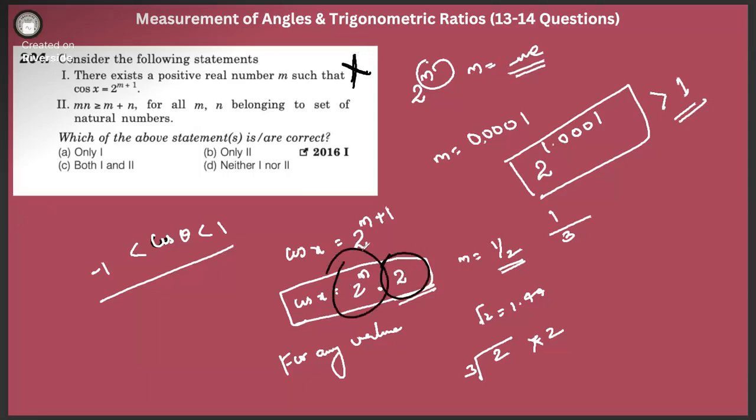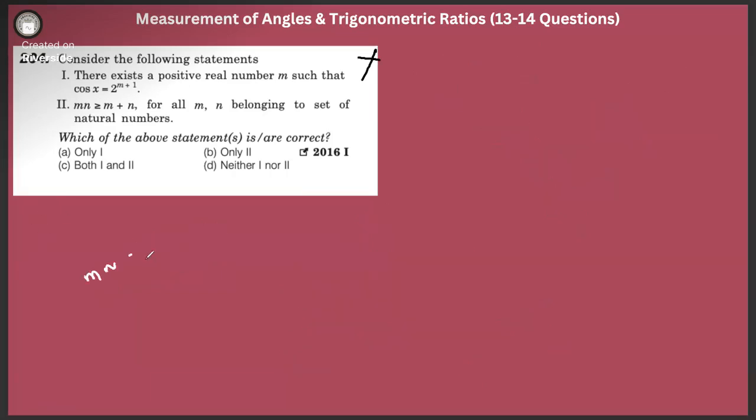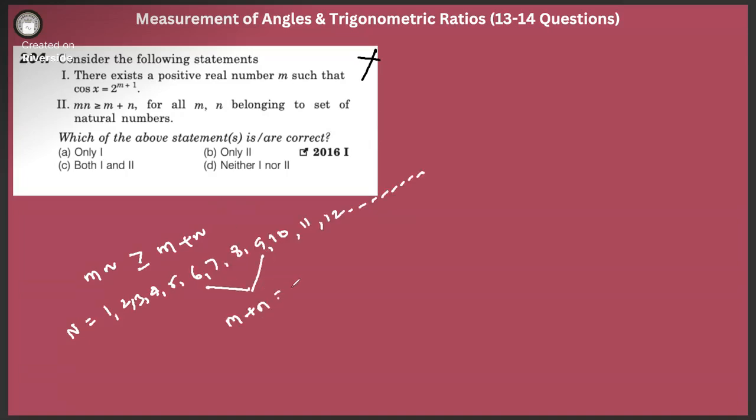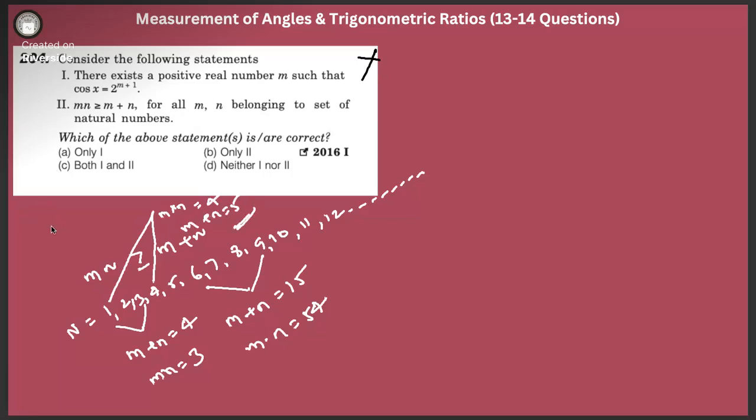I was looking at these two things separately, and we are not supposed to, right? Now, this second one: m into n is greater than or equal to m plus n for all m, n belonging to the set of natural numbers. What are the natural numbers? From 1 till infinity. Okay, let's take any two random numbers. If m plus n is 4, 3 plus 1, m into n is only 3. And for 4 and 1, m into n is only 4 while m plus n is 5. So number 2 is correct or wrong? Wrong, sir. It's wrong as well.